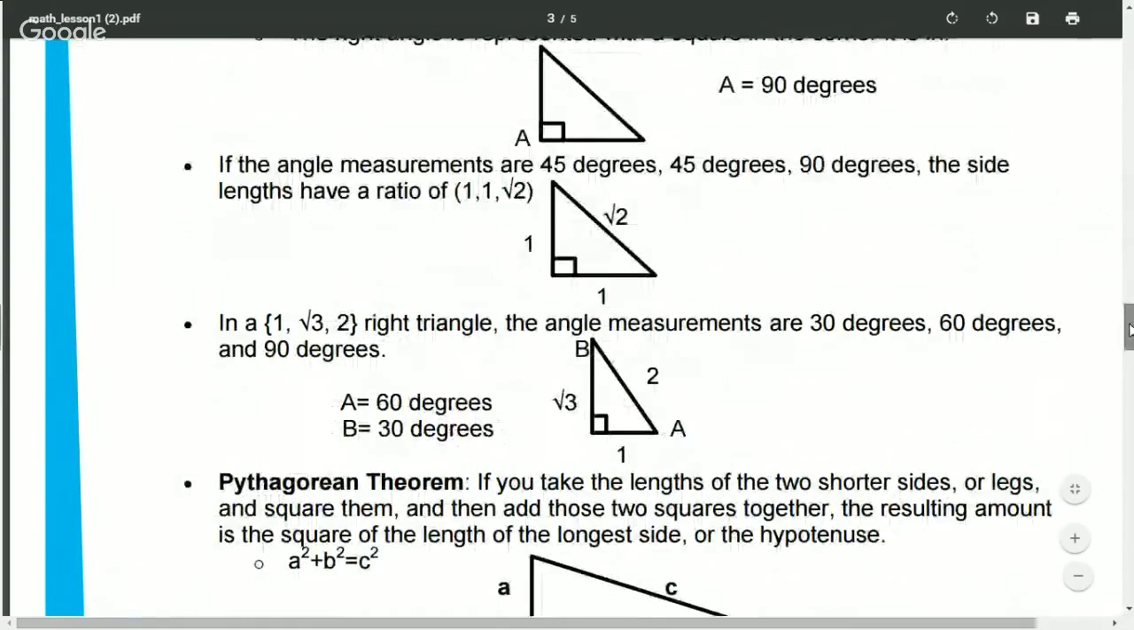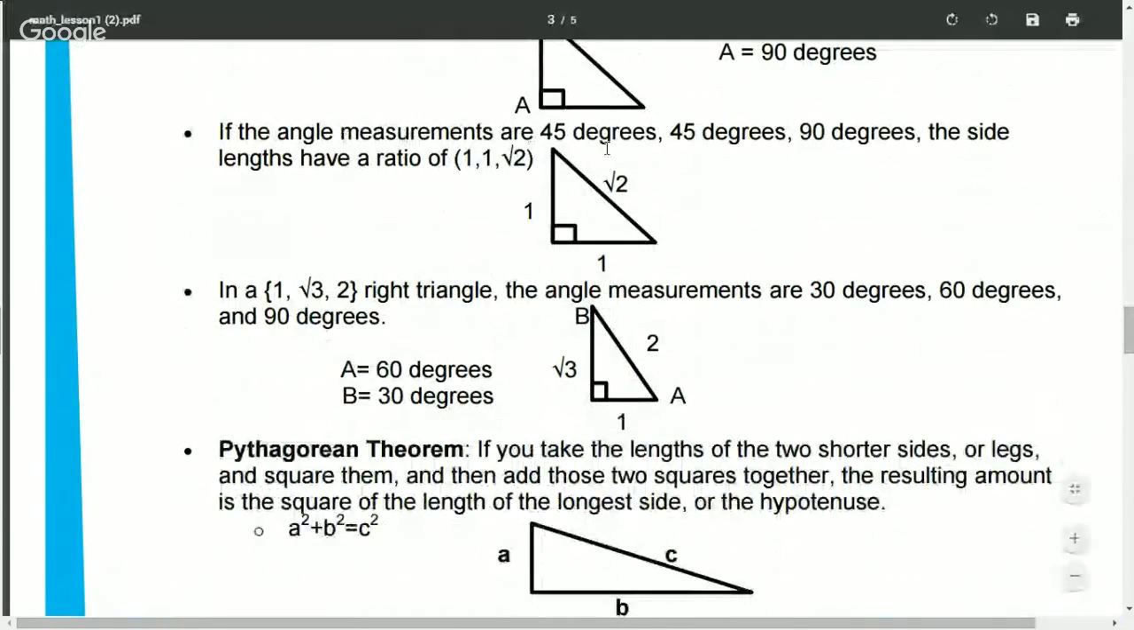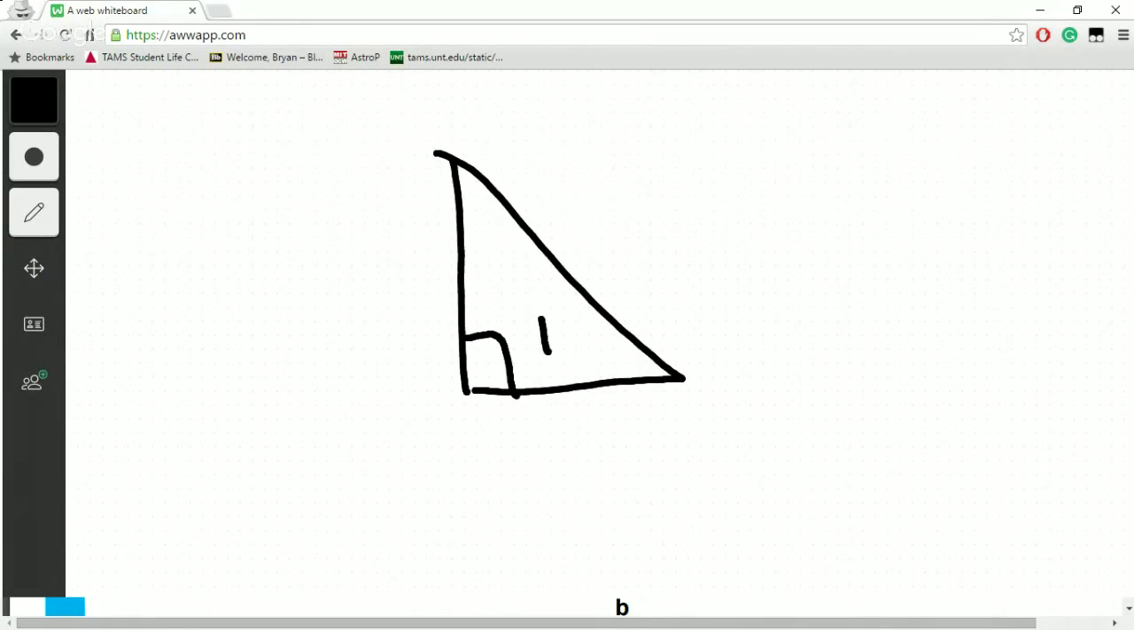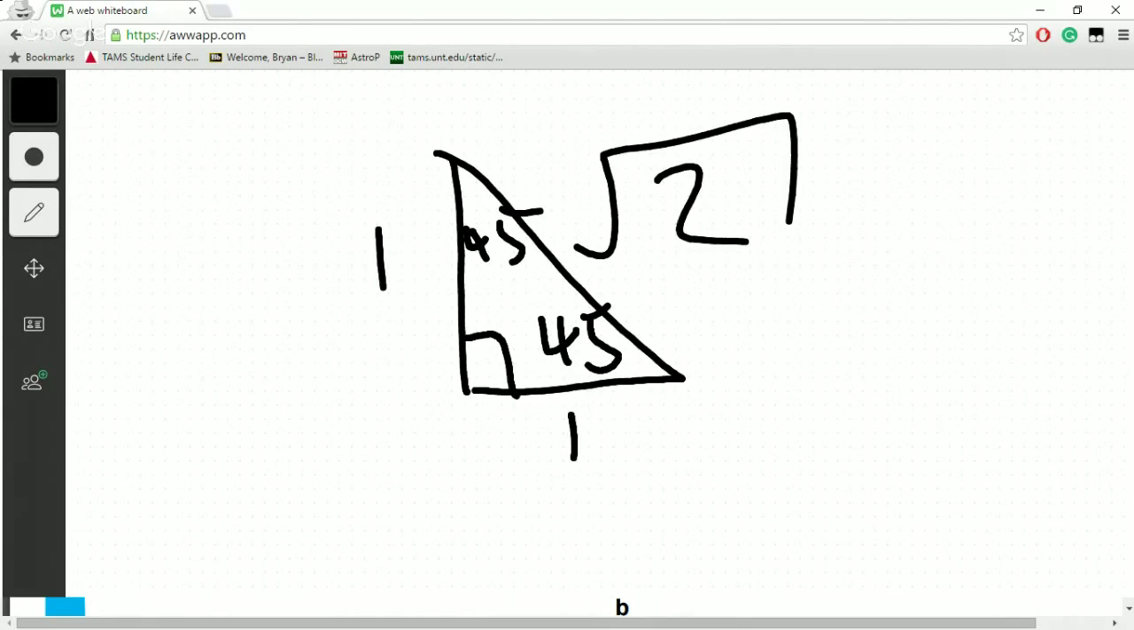If the angle measurements are 45 degrees, 45 degrees, and 90 degrees, the side lengths have a ratio of 1, 1, square root of 2. If you look at this triangle, for example, we have 90, 45, and 45 degrees. This is the triangle that is formed. It can become any variation as well. For example, if you multiply by the same factor, it can be the same. So we have 2, 2, and then 2 root 2.